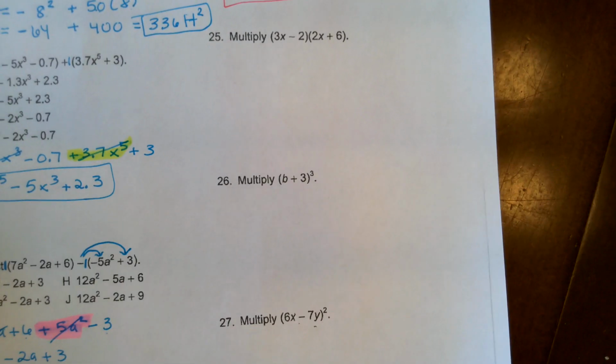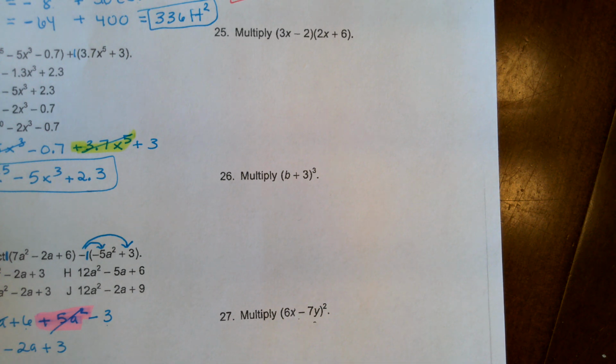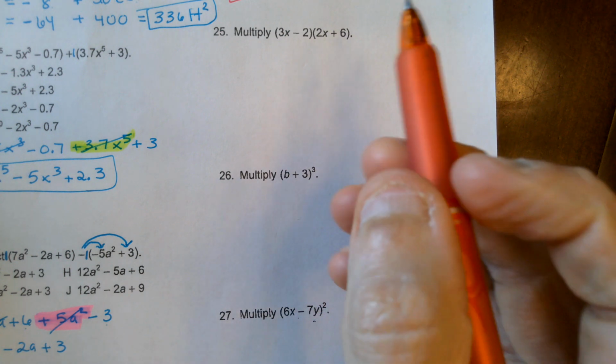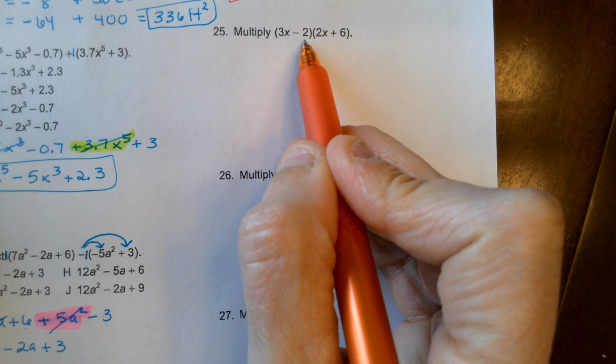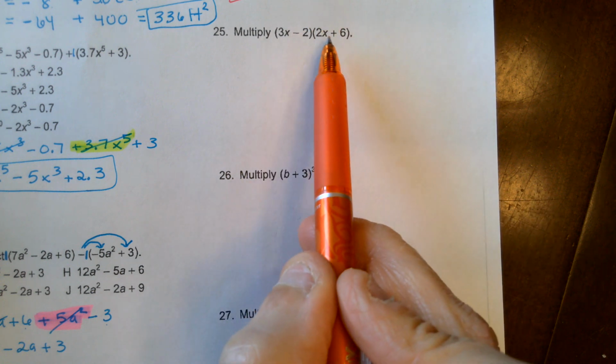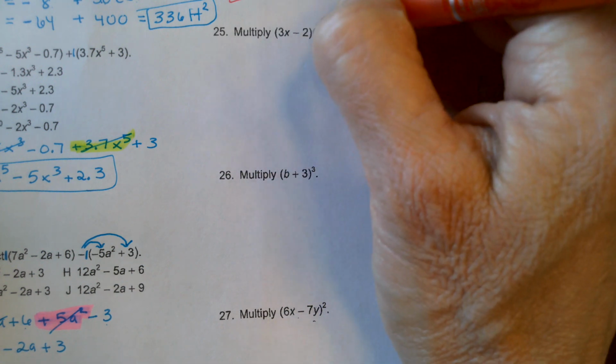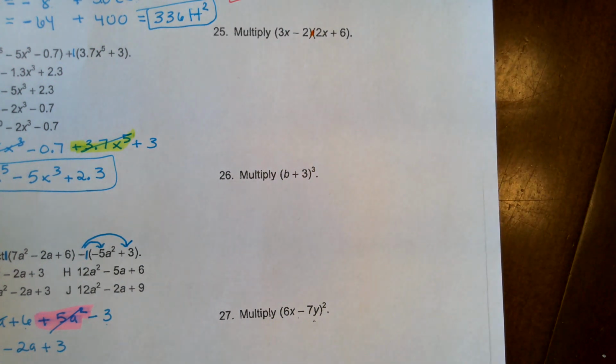Okay, when we get to 25, time to bring in the orange. Time to bring in the big guns here. All right. We have how many terms in here? 2. How many terms? 2. How many terms should I get after I multiply them? 4. 2 times 2. Notice it's multiply here.